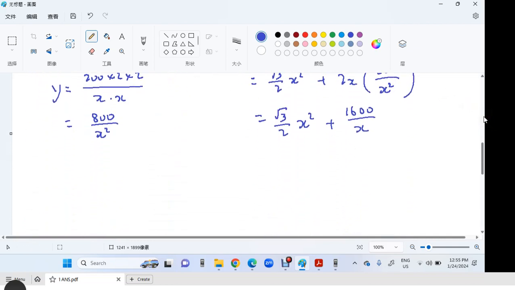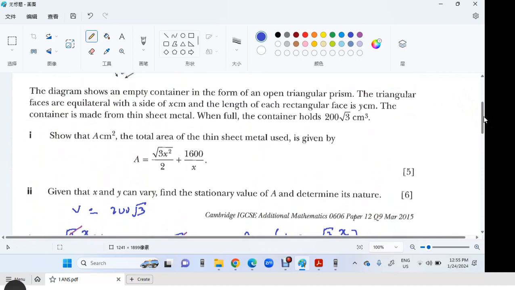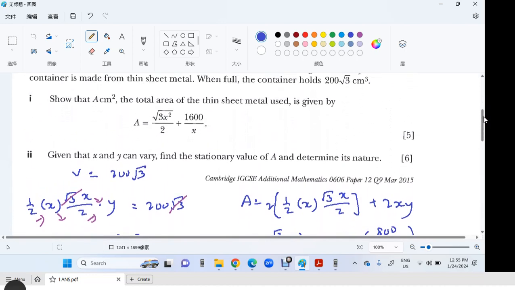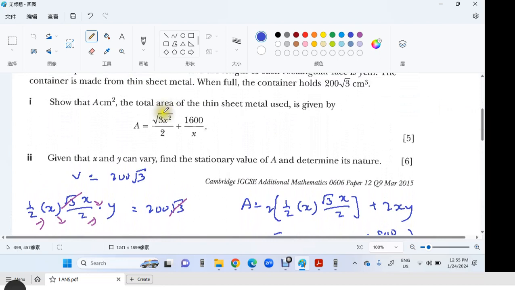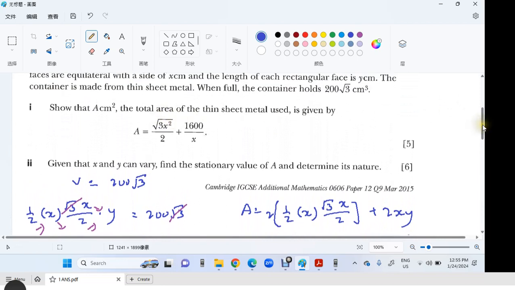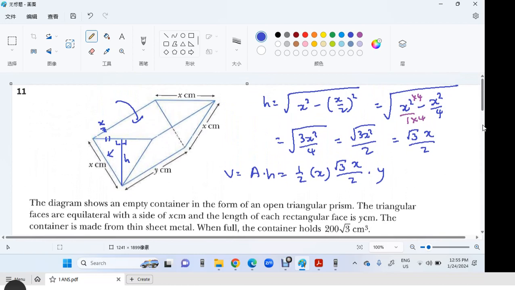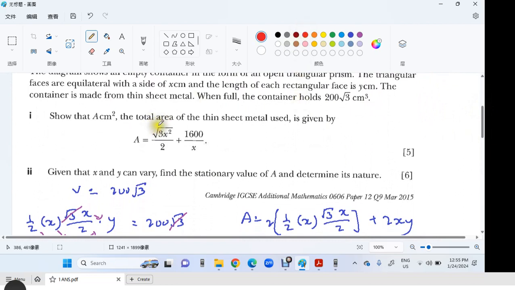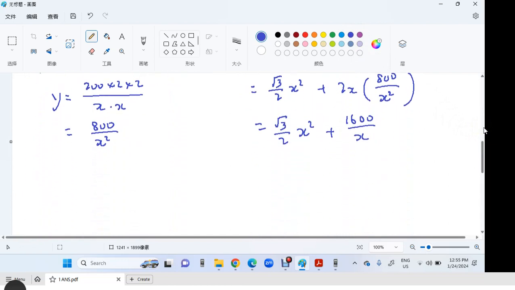So actually these two, wait, the x squared shouldn't be inside, it should be outside. Yes. So the equation here, they made a mistake.